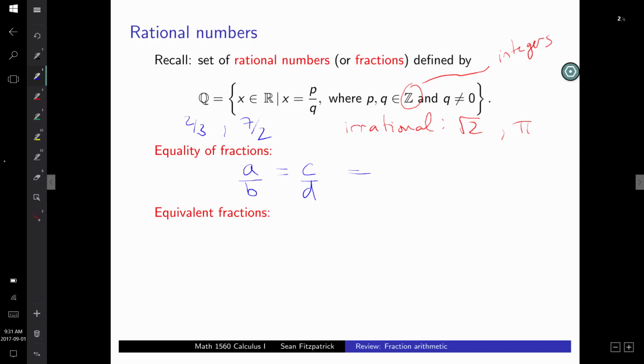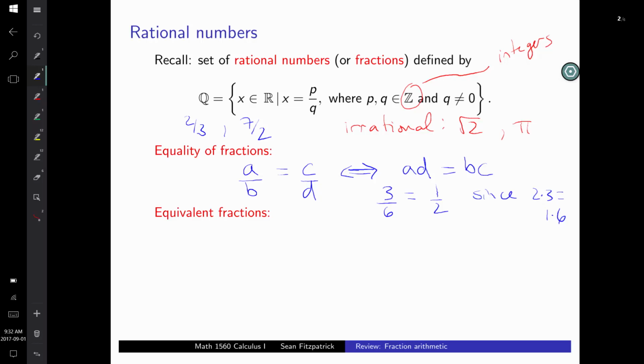Well, usually the way we define equality is like this. We say that this equality here is equivalent to saying that the two cross products are the same. a times d is equal to b times c. That's what it means for two fractions to be equal. So for example, 3/6 is equal to 1/2, since 2 times 3 is equal to 1 times 6, right? Both of them are equal to 6.